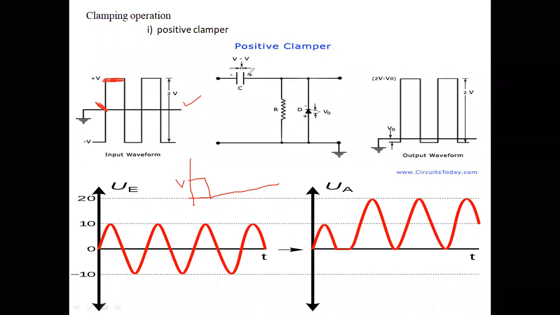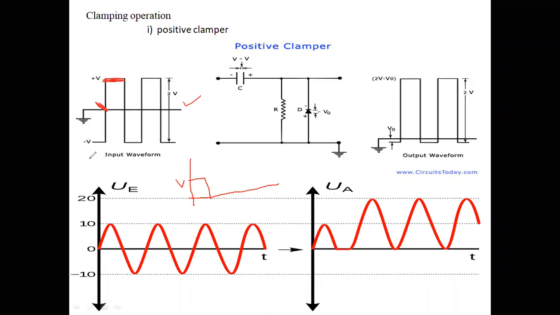In this portion, capacitor won't charge to the peak value because there is a resistance. Time constant is very large. Capacitor may charge to some portion; it may not go to the peak value. And when you are applying the negative pulse, diode gets forward bias, because this is a minus.